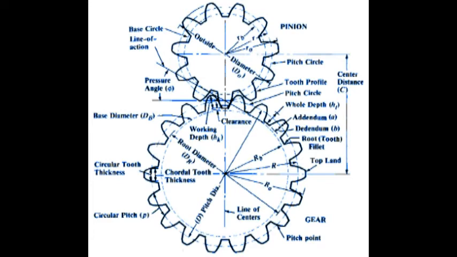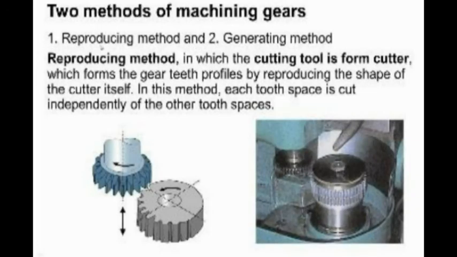Now under machining we have two methods of machining gears. The first one is the reproducing method, and the other is the generative method, that means generating method. In the reproducing method, the cutting tool is a form cutter, that means the form available on the cutter is reproduced on the blank. So it forms the gear tooth profiles by reproducing the shape of the cutter itself. In this method, each tooth space is cut independently of the other tooth spaces.